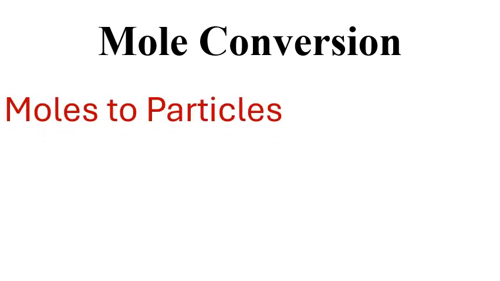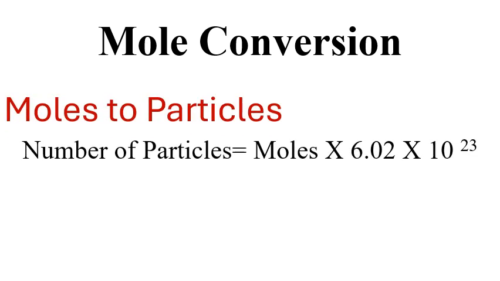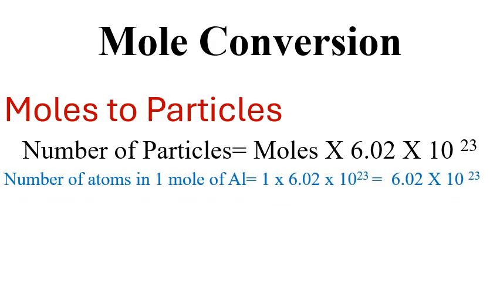To find the number of particles, just multiply the moles with Avogadro number, which is 6.02 times 10 to the power 23. For example, to find the number of aluminum atoms in 1 mole, what will we do? We will just multiply 1 mole by Avogadro number, 6.02 times 10 to the power 23. So that means 1 mole of aluminum has 6.02 times 10 to the power 23 atoms.